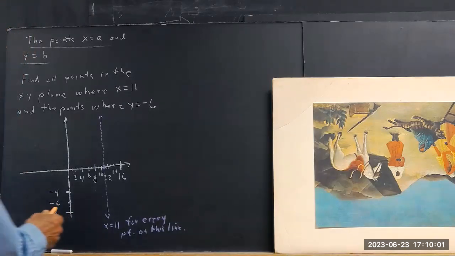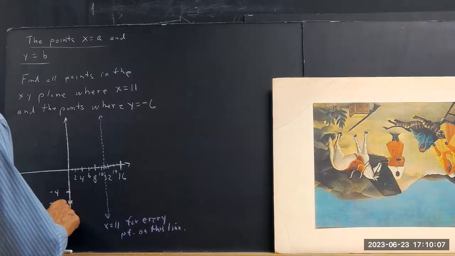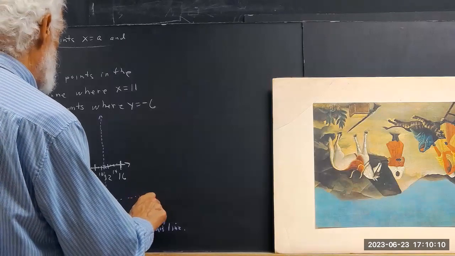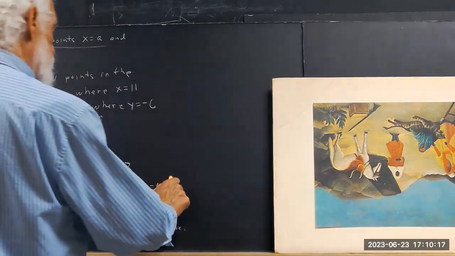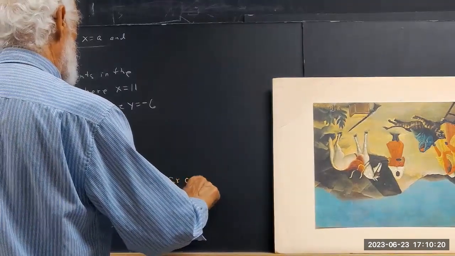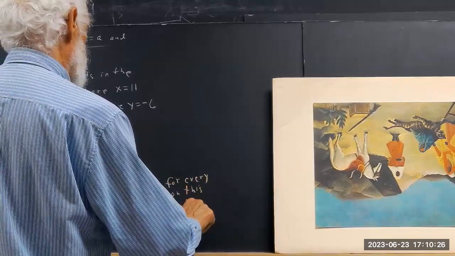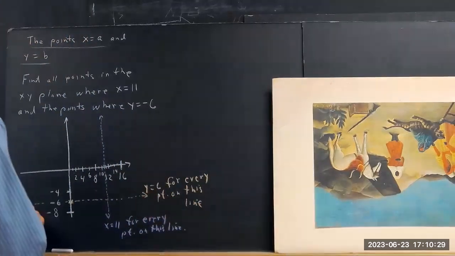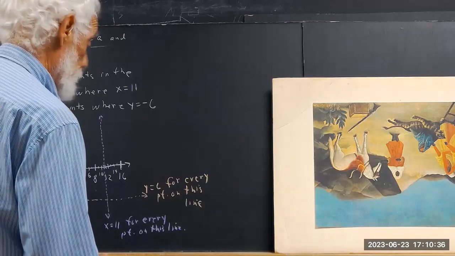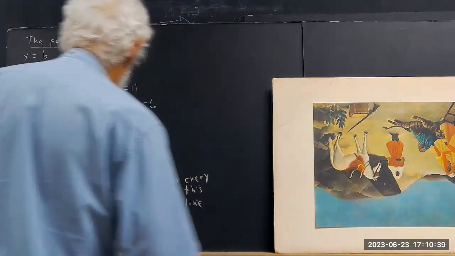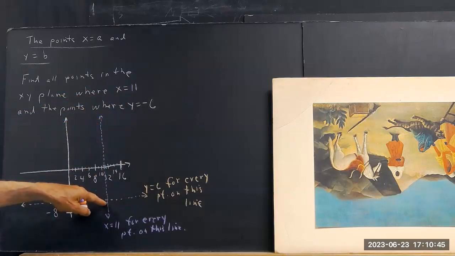And where's y equal to -6? Well, it's certainly equal to -6 at this point. It's the y coordinate of every point on this horizontal line. Y equals -6 for every point on this line. I'll put a couple of arrows on it to indicate it's a line, not a line segment. Okay. Now, there's a bonus here. At this point, x equals 11 and y equals -6, both.